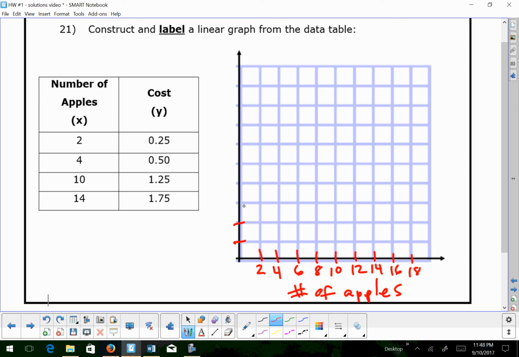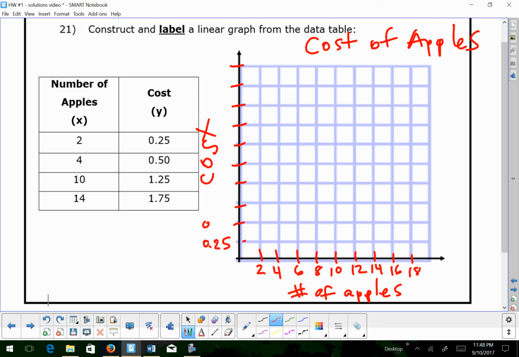And now we have to look over at our table to find out what scale we want to use to represent the cost. So the whole graph represents the cost of apples. And this axis here seems like it's going by quarters, by 25 cents. So I can put 25 cents here, 50 cents here, 75, $1, $1.25, $1.50, $1.75, $2, etc., etc.